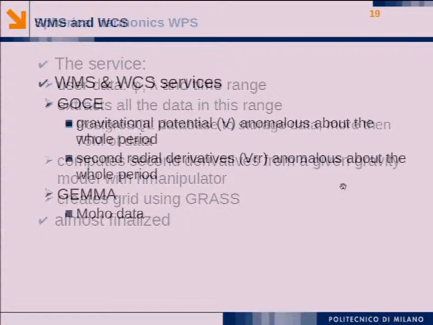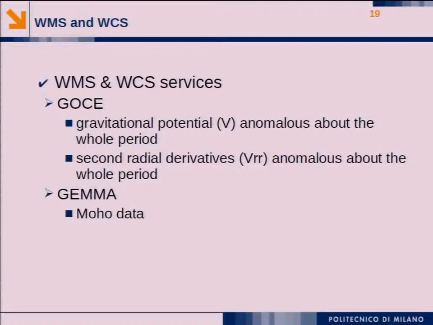Now let's go ahead to the other two services that we built. We built also a WMS service and a WCS service. For now we deliver only a few data, and the core of our project was the WPS service. So the WMS and WCS were not so developed, less important. But you can also use these services to get data. At the moment, online there are the gravitational potential anomalies, second radial derivatives anomalies, related to the whole period of satellite observation, and more data.